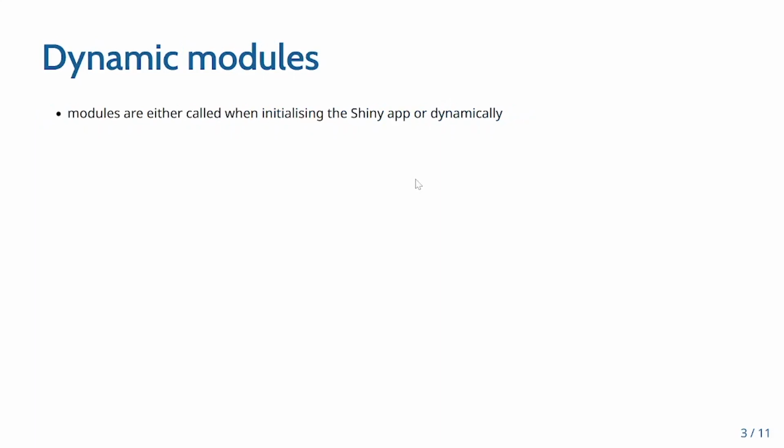Okay, then let's start and talk about dynamic modules. When you're using modules in your Shiny app, these modules are either called when you initialize a Shiny app, so basically you as a programmer exactly determine where they are used, or they can be dynamically called due to user input while the Shiny app is already running.